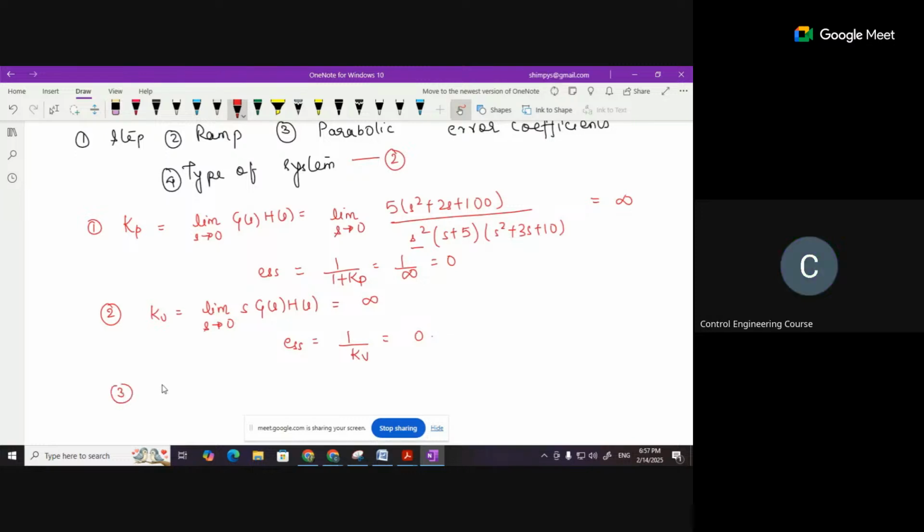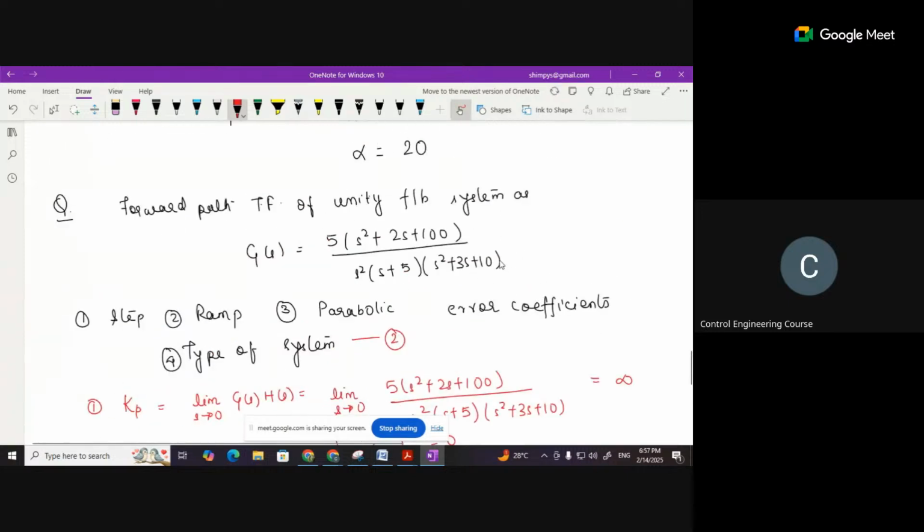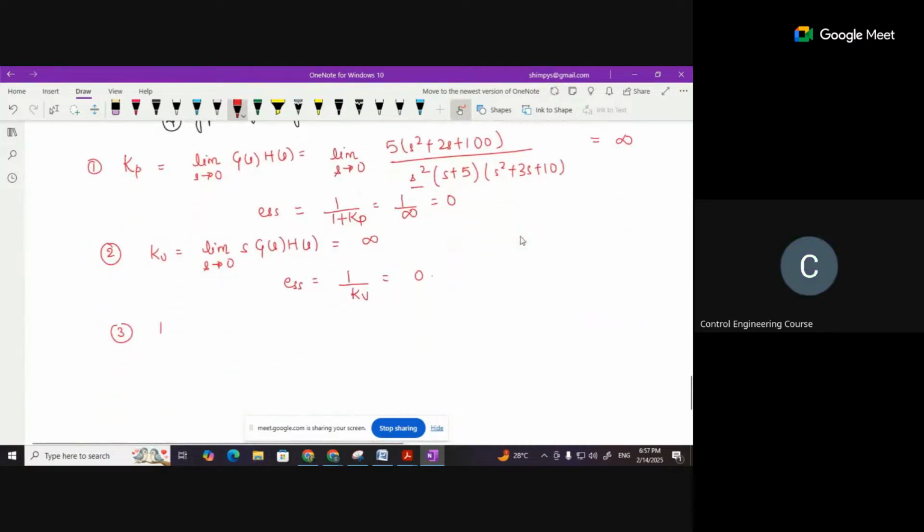In case of Kv, what would be the physical interpretation? It tracks the ramp input. Exactly, it is again ideal tracking because our transfer function is given in this way. I'm getting my coefficient as infinite and steady state error as 0. So this is also an example which shows that there is ideal tracking.